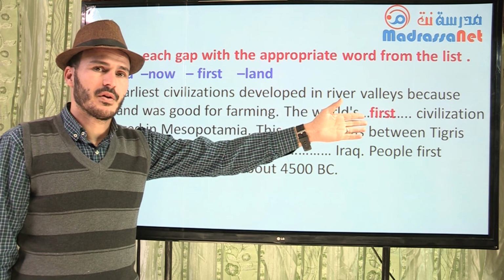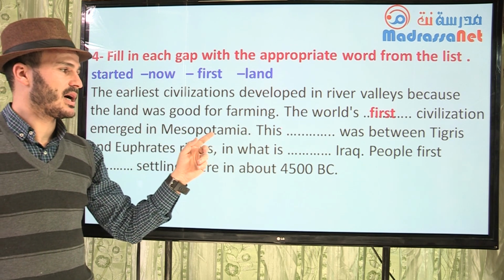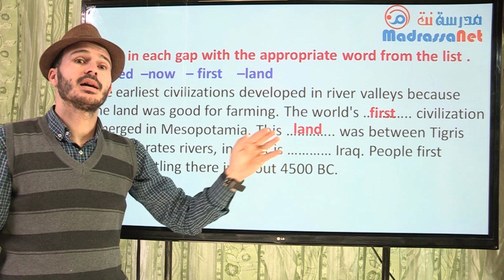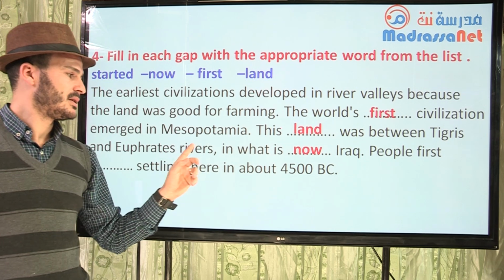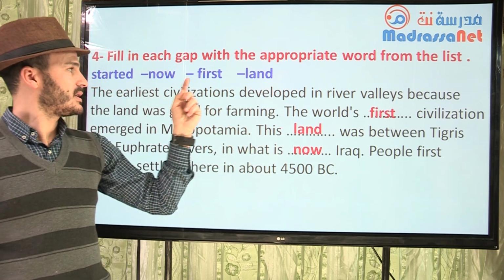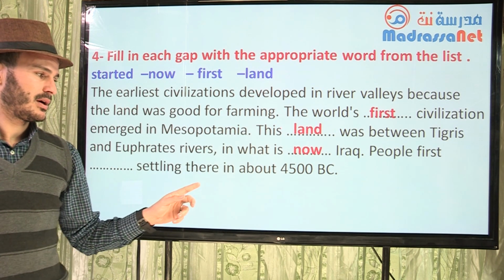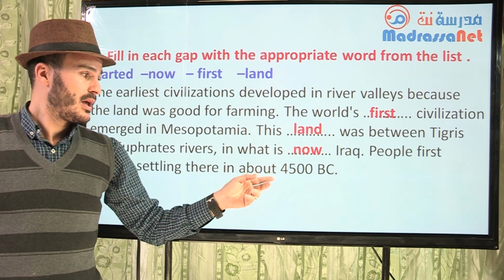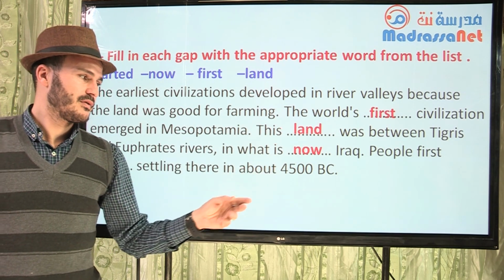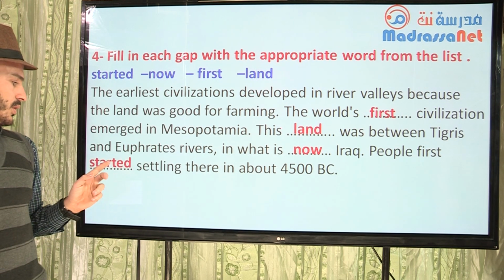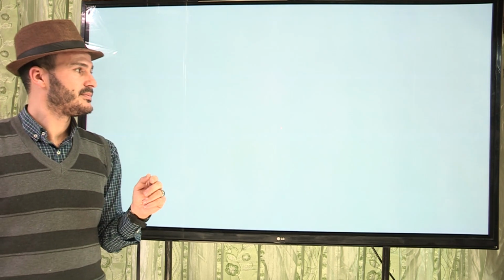The world's first civilization emerged in Mesopotamia. We already explained these words. This land was between the Tigris and the Euphrates, in what is now Iraq. People first started settling there in about 4500 BC, before Christ. The word that has to be put here is started. Started, okay?